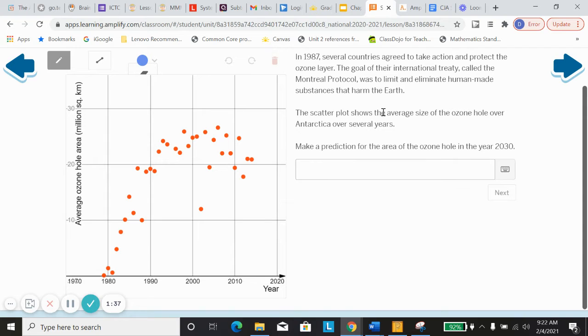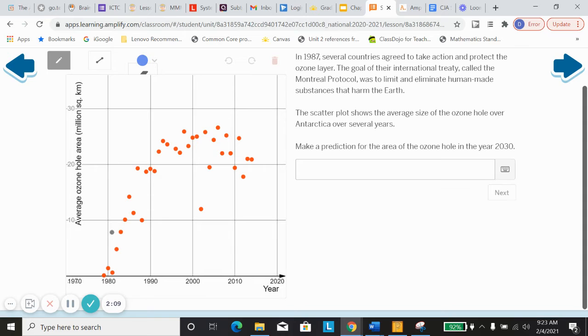The scatter plot shows the average size of the ozone hole over Antarctica over several years. Make a prediction for the area of the ozone hole in the year 2030. So again, 1987 is about here. And you can see that a law actually made a difference. There was a law put in place, a treaty, where countries agreed to stop producing these CFCs and these other harmful chemicals. And not right away, right? It took some years, but eventually it did stop going.